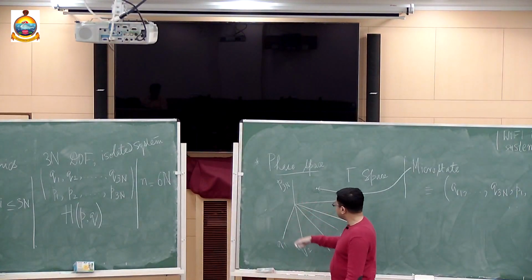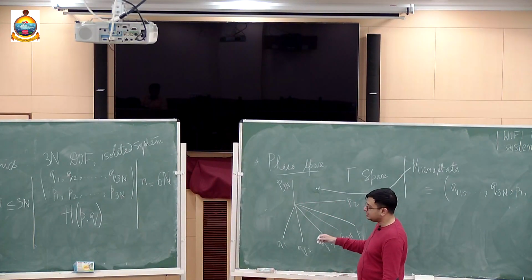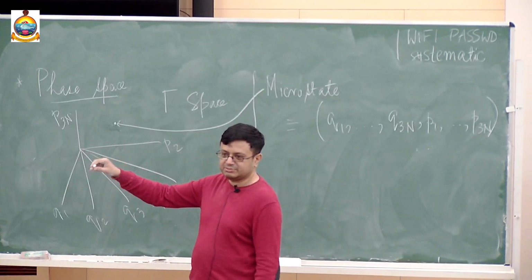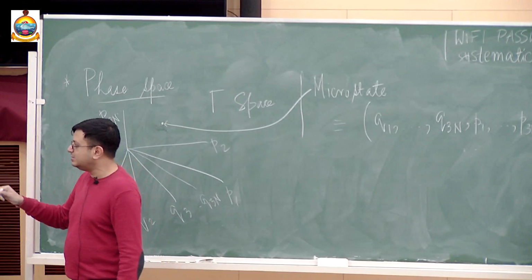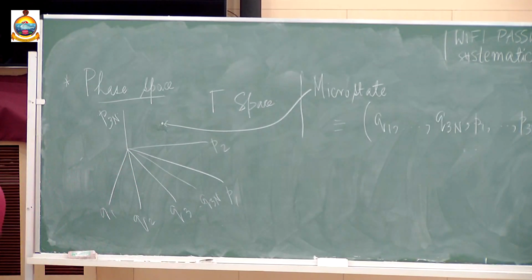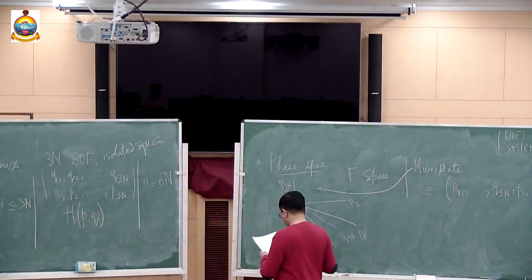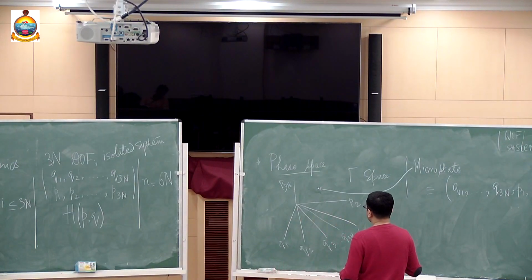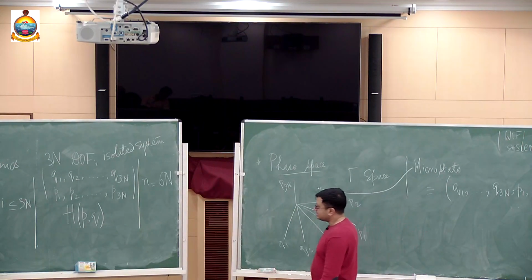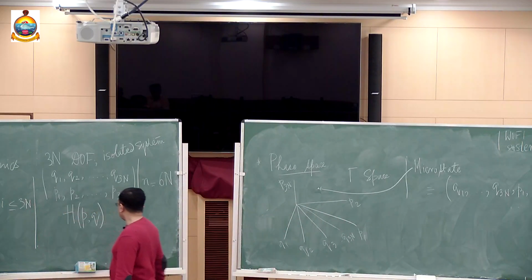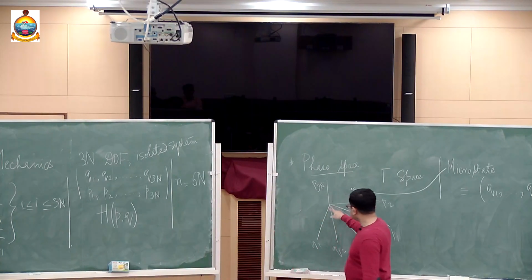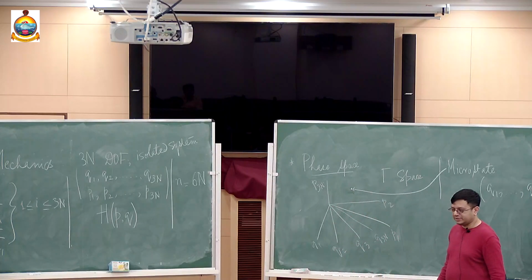So a single point in the 6n dimensional phase space is telling you everything about the system. If you want to know anything about the system, you need to know the values of all the variables, and that's given by a single point in this phase space. And we have already discussed how, as the q's and the p's evolve in time, this point is going to move around in this 6n dimensional phase space.